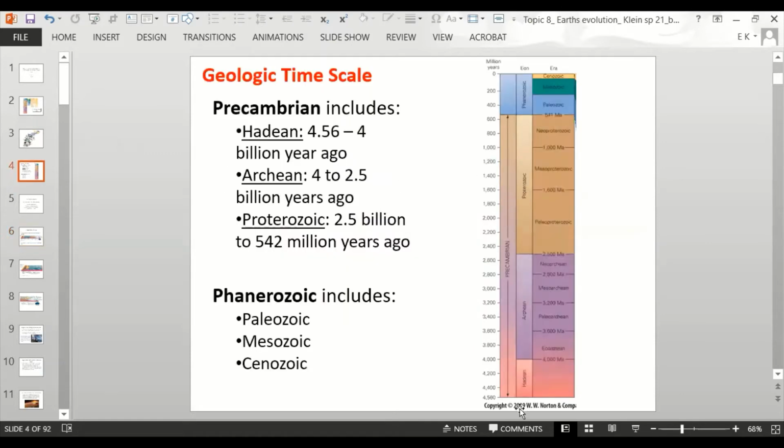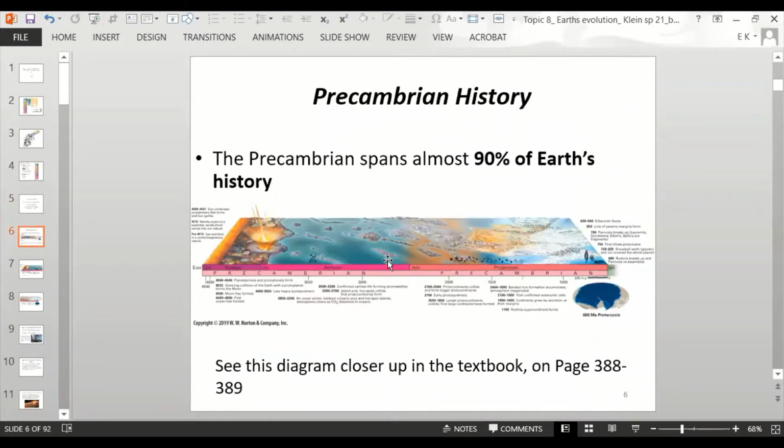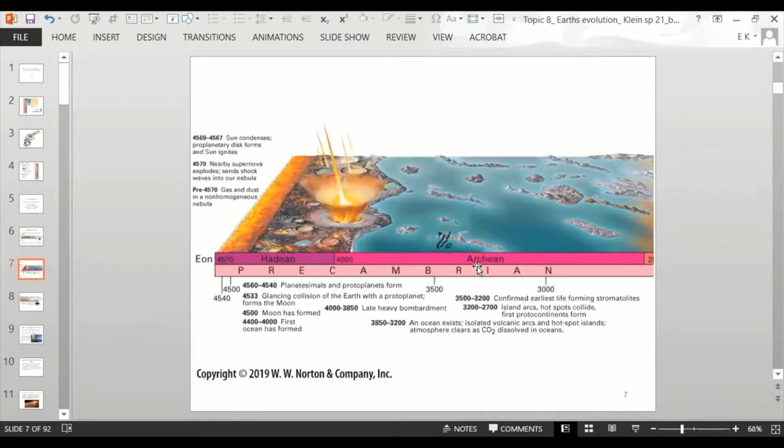So when we go back here, this whole entire thing, the Precambrian, that's 90% of Earth's history, occurred from 4.56 billion years ago to about 541 million years ago. That's 90% of Earth history. And this diagram has a lot of information you can look through.